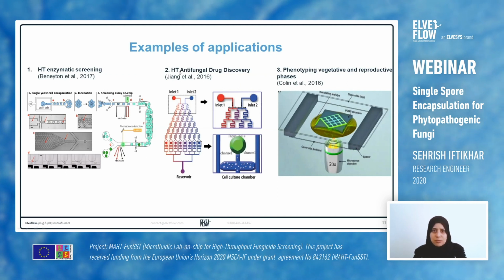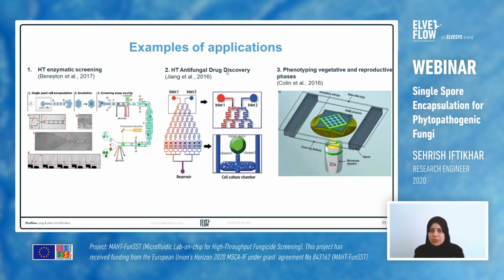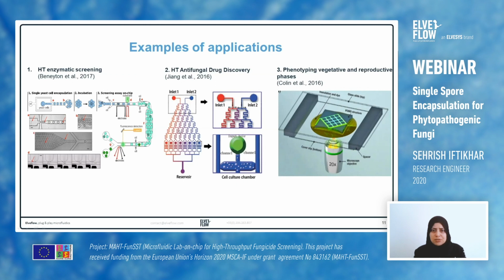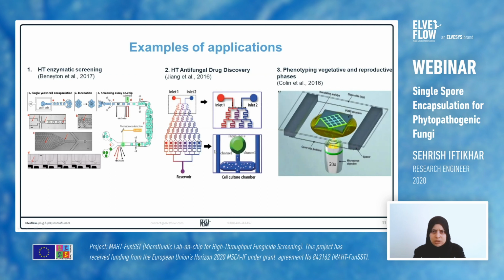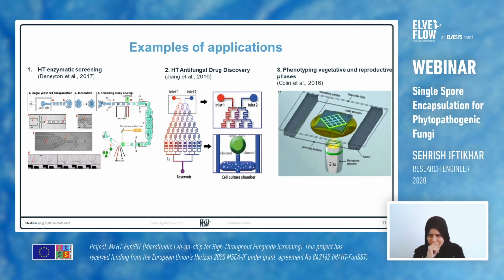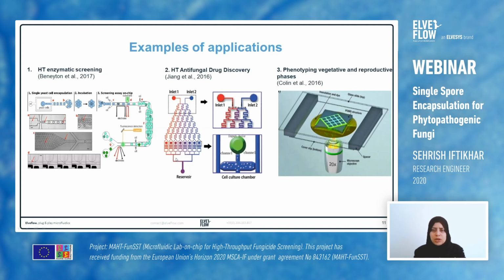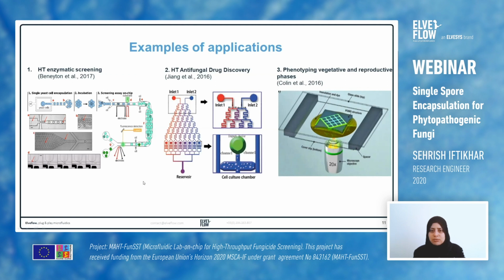While the second example is high-throughput antifungal drug discovery, to screen different peptides or different antimicrobial agents as well as fungicides. So you can use the concentration gradient, and then you can collect the affected microorganisms in the chamber, and then you can characterize them on the basis of their response to the antimicrobial agent you have applied, and then you can sort them as sensitive, medium resistance, or resistance.